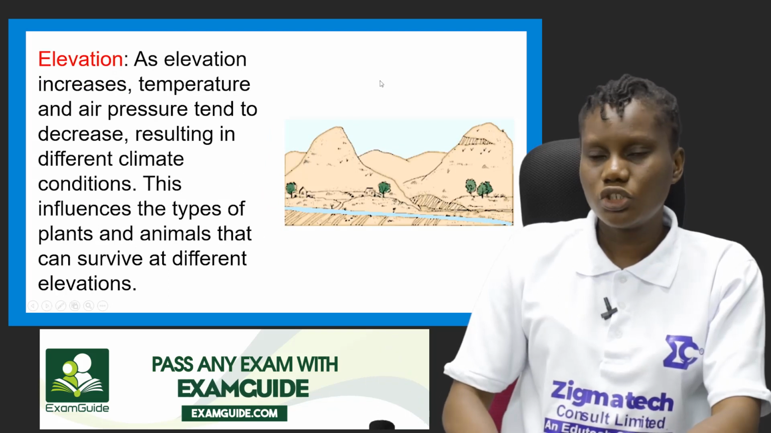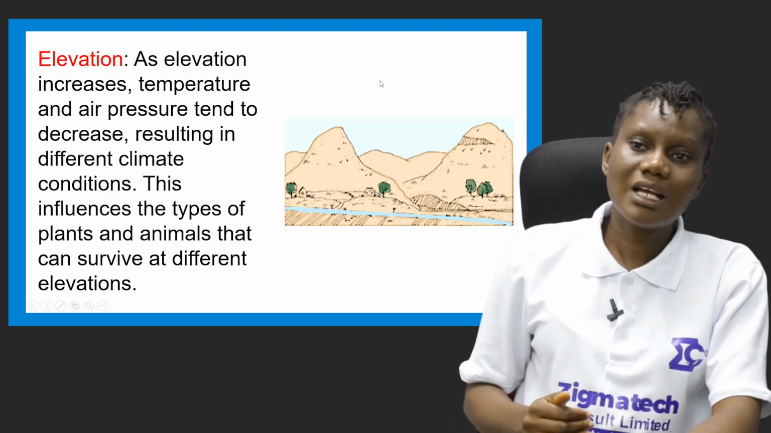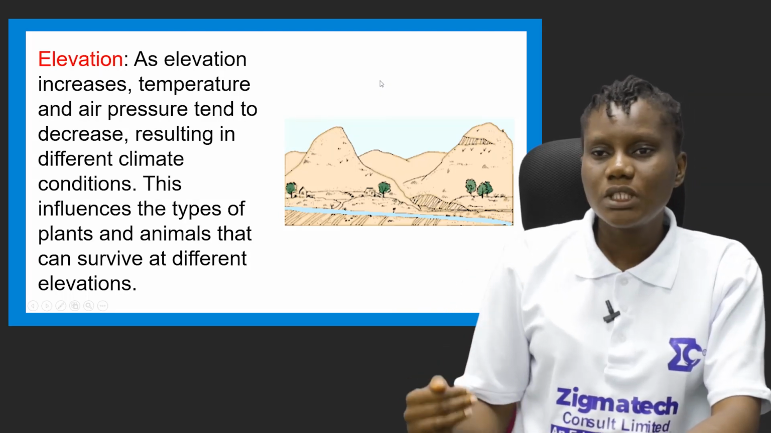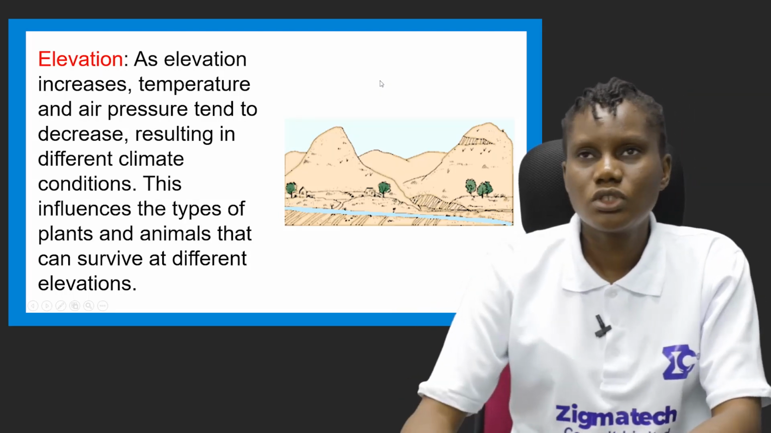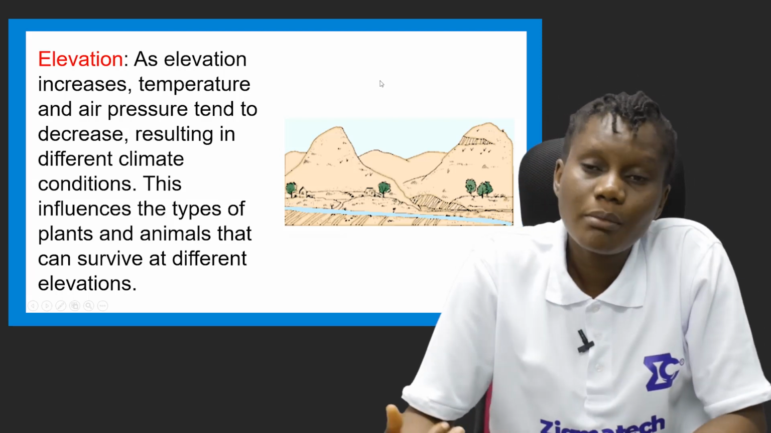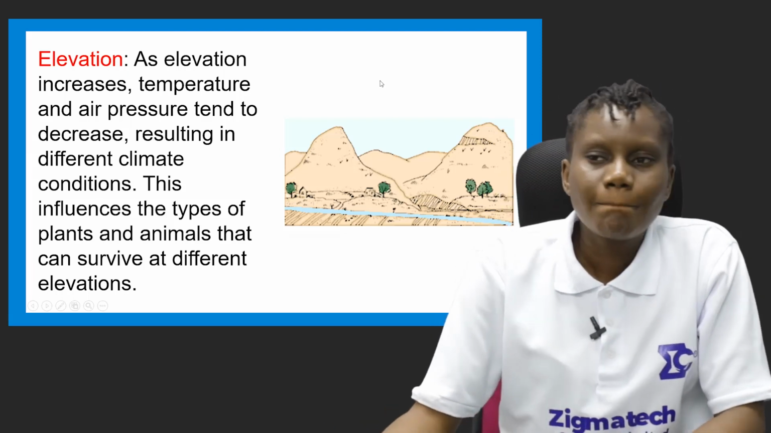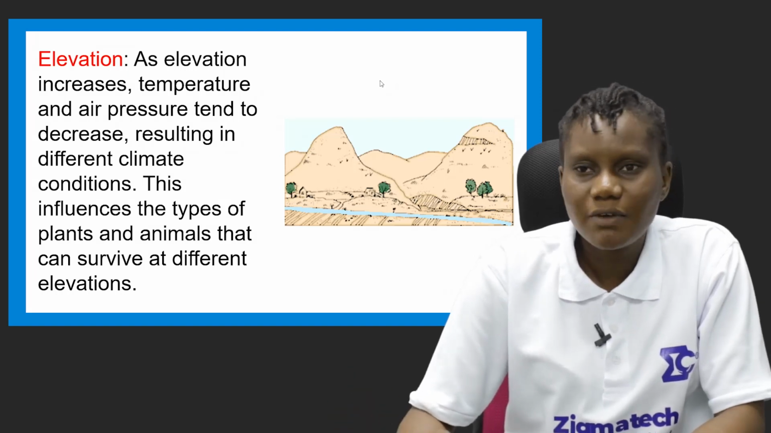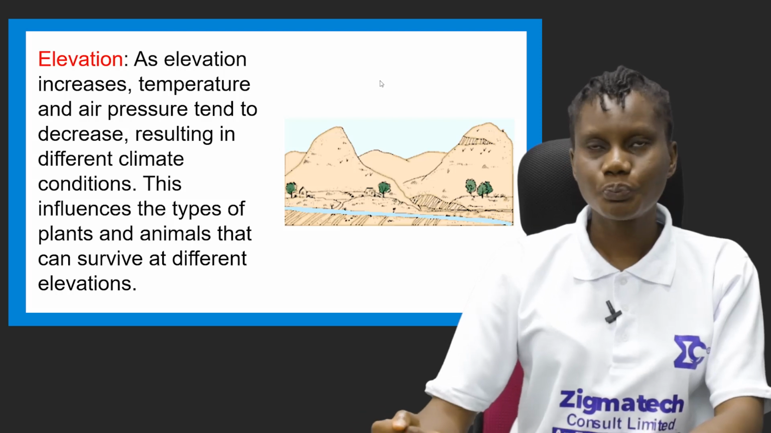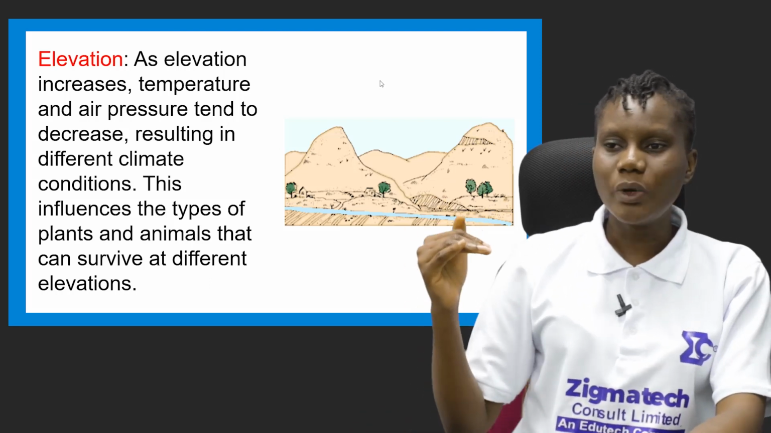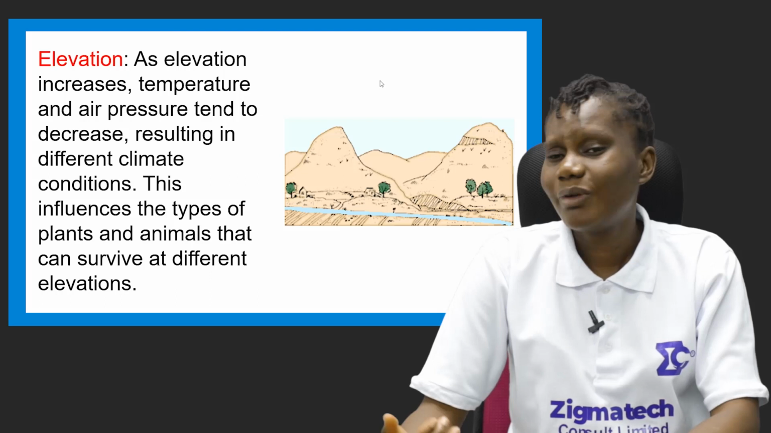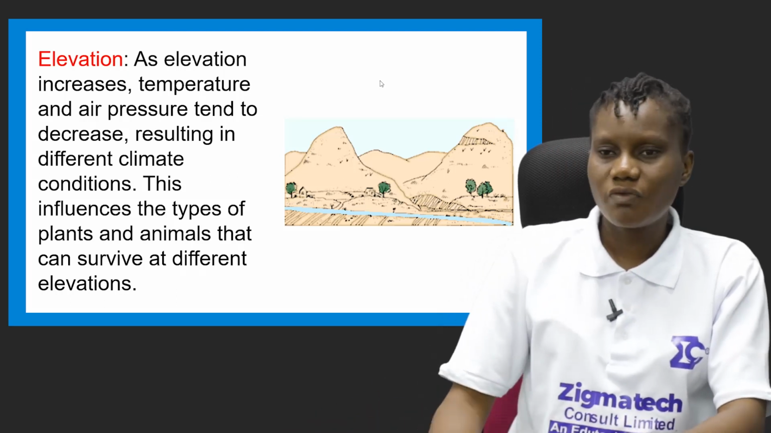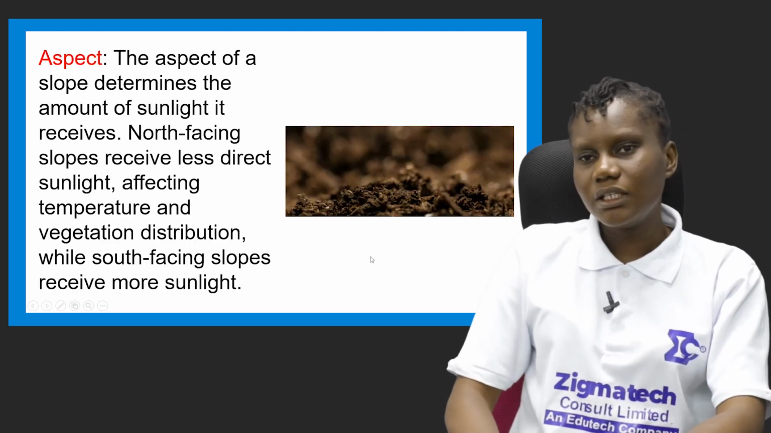The next is elevation. As elevation increases, temperature and air pressure tend to decrease, resulting in different climate conditions. You know that if you climb up a mountain, the place is always cold, more cool than the normal environment. So as you go up higher, you enter a cooler environment, and there are some plants that cannot survive there. This influences the types of plants and animals that can survive at different elevations.